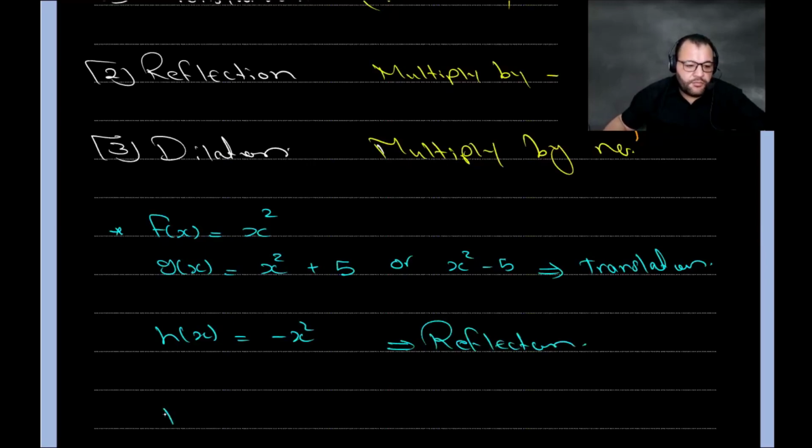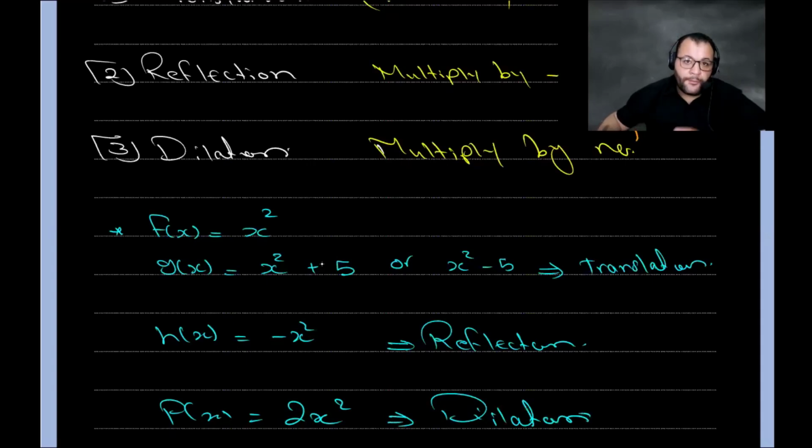If you find p of x which equals 2x^2, you multiply by a number, even if this number is a whole number or a fraction, it means dilation. Just to compare between the original one and the new function that you have. Which operation do we have?